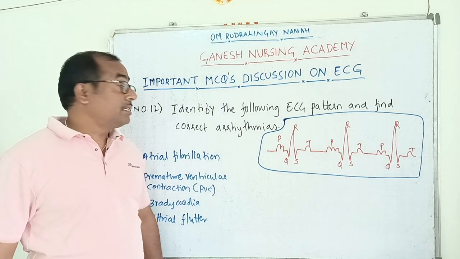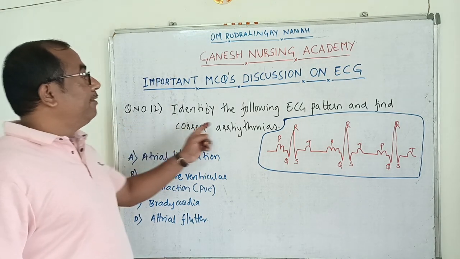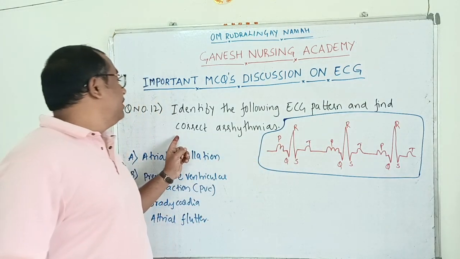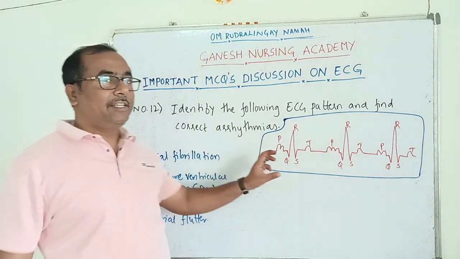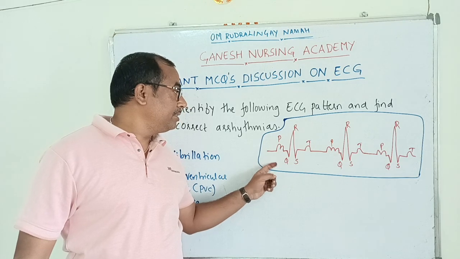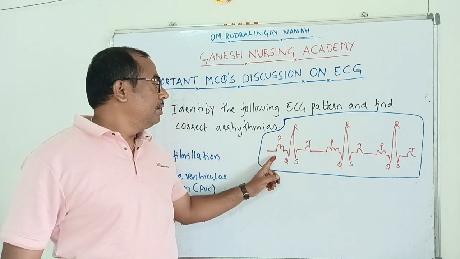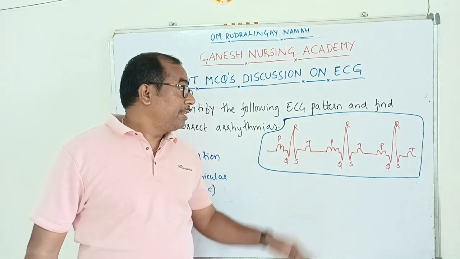Okay, dear aspirants, let's see the next question. Question number 12. Identify the following ECG pattern and find out the correct arrhythmia. This is an image based question. They have given the image, and we have to find out what type of arrhythmia it is.